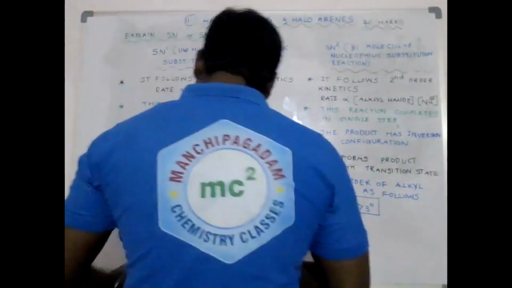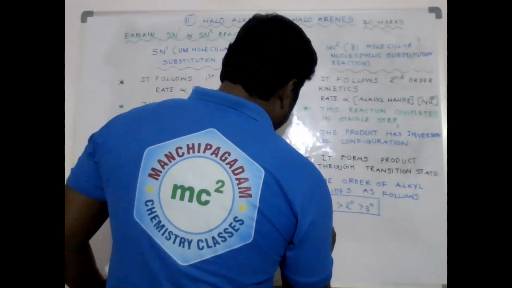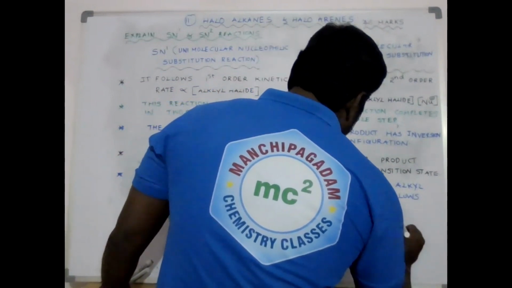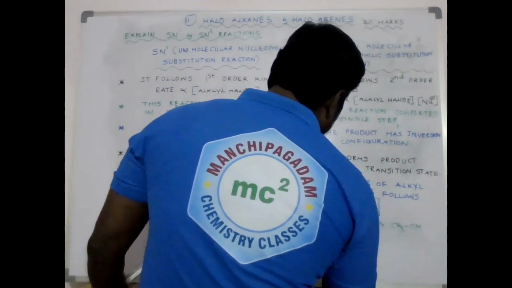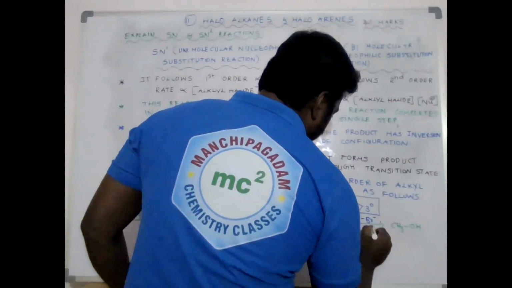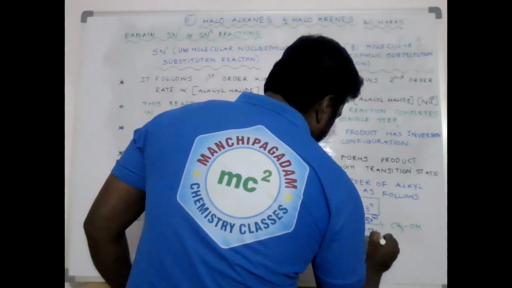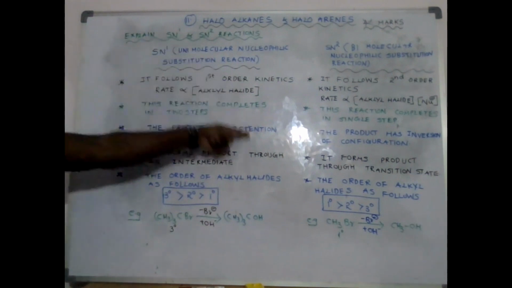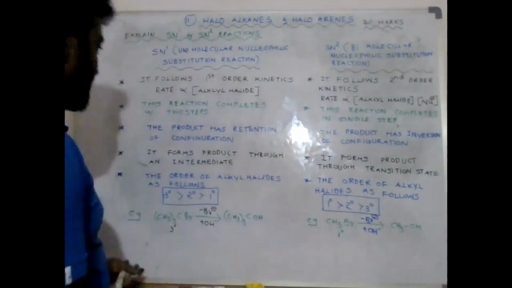Here for the example, you have to take a primary alkyl halide. CH3Br, methyl bromide. It will give CH3OH, methanol. This is primary. Here also same thing. What are we removing here? The halide, Br minus. And what are we adding here? OH minus. The nucleophile is attacking here. So these are the things you should write when they ask you to explain SN1, SN2 reactions. They may also ask how you can differentiate SN1, SN2 reactions. You should write the same answer like this.